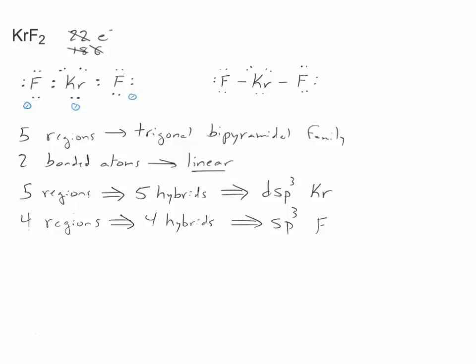I hope these examples have helped you better understand how to go from formula to Lewis structure, check your Lewis structure using formal charges, determine the shape around the central atoms, and then determine the hybridization of each of the atoms that is not hydrogen.